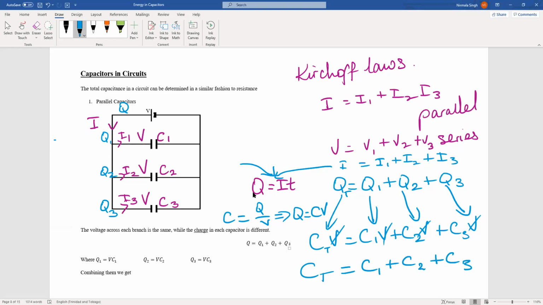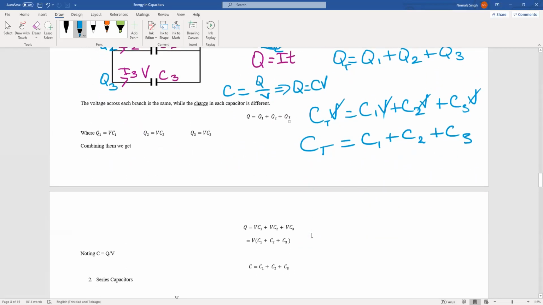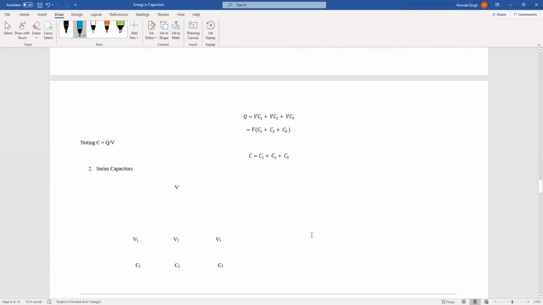Since V is the same, we just cancel them out and we get our total capacitance is just the sum of our capacitors, and this is only for capacitors in parallel. It's the opposite of resistors. So yeah, that's the thing here.